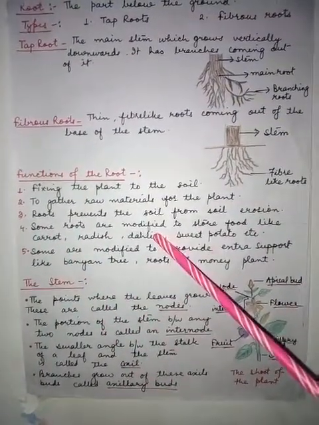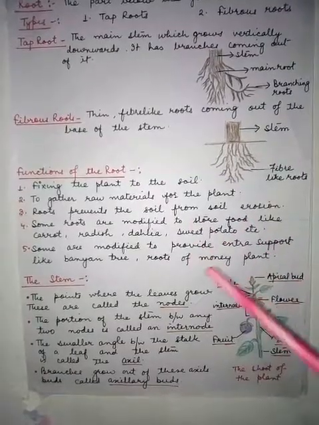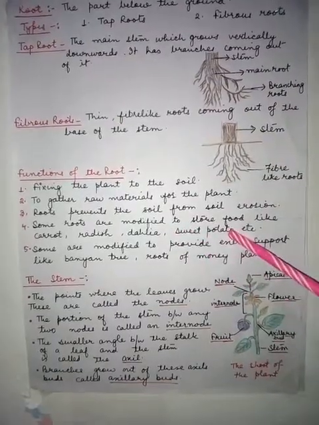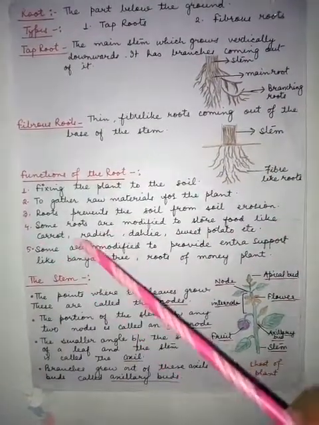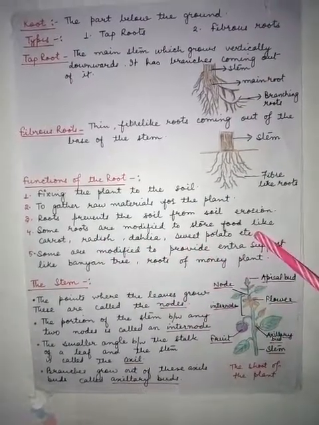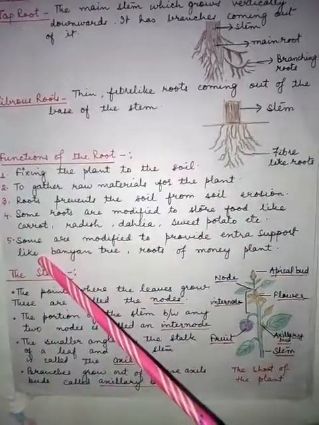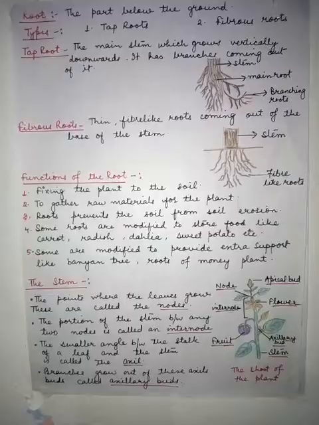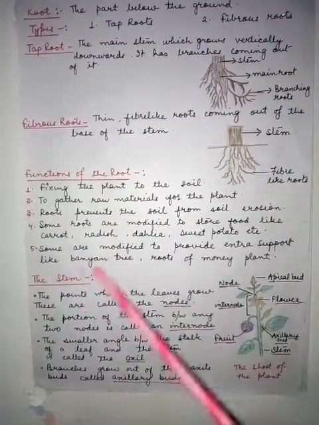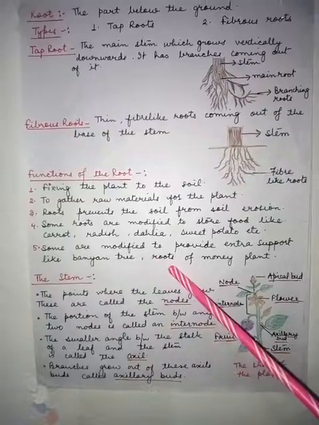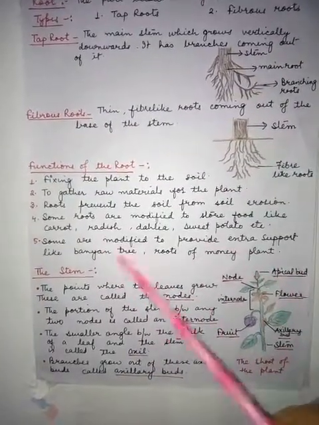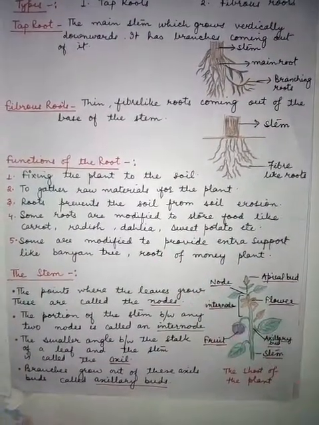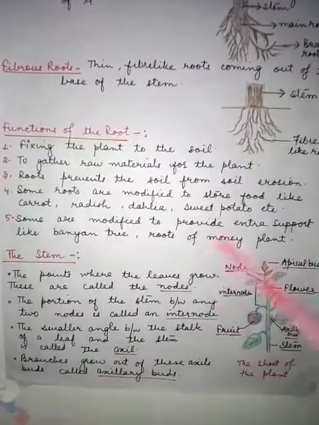Some roots are modified to store food. Such roots are carrot, radish, dahlia, sweet potato, etc. And there are some roots which perform additional functions. These roots are modified to provide extra support, like the roots of the banyan tree and the roots of the money plant. So these are the functions of the root.